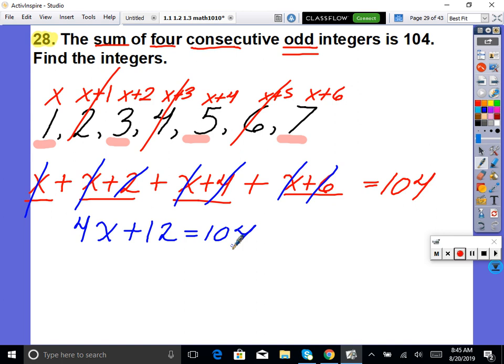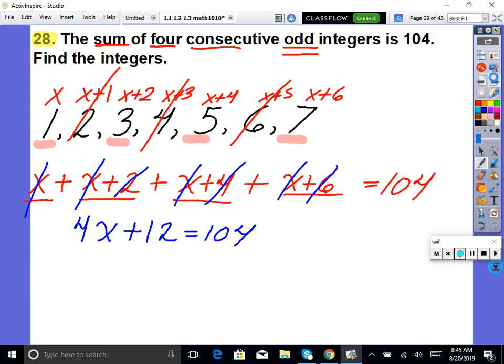Does that make sense? So what if on the test, they said 4 consecutive even integers? Could we start with x? No, that's odd. What would we have to start with? x plus 1, x plus 3, x plus 5, and x plus 7. You guys see how you kind of just draw yourself a little picture and think about it a little bit?